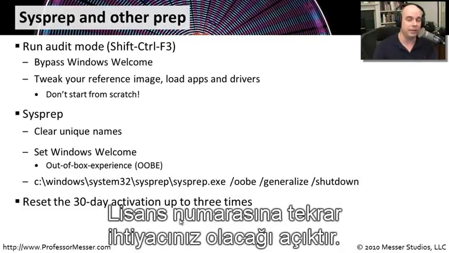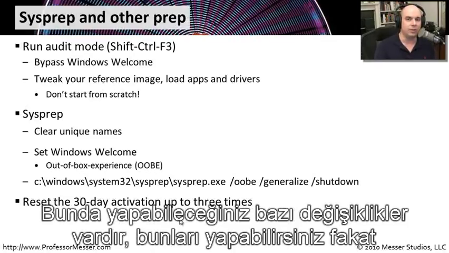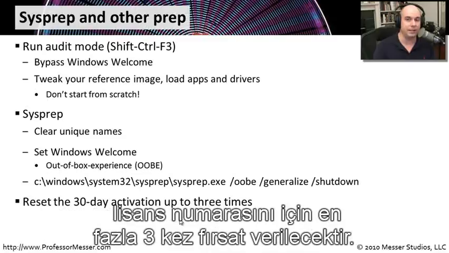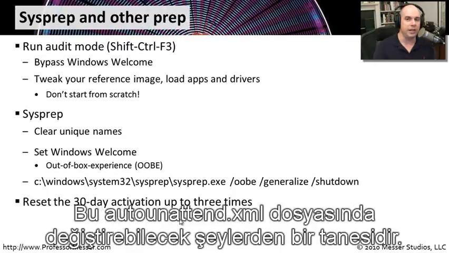You're obviously going to need to license that again. You can only do that 3 times, so you want to be careful about how many times you're going to run that generalize. There are some changes you can make to that. You can make it so that it never resets the licensing configuration, or that it gives you more than 3 chances to do that. And that's one of the things that we can change in our autounattend.xml file.